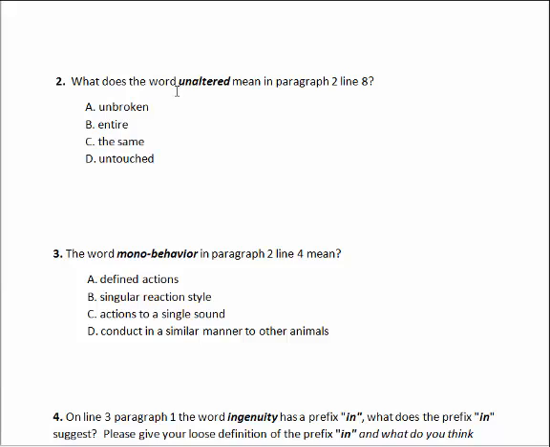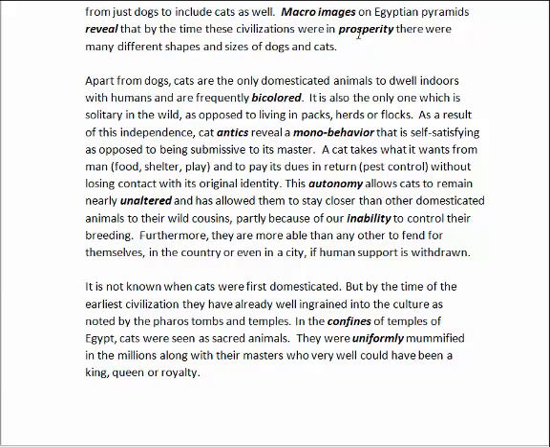what does the word unaltered mean in paragraph 2, line 8? We go back down to paragraph 2, line 8. Here's the word. Once again, we read the surrounding area. And keep in mind that we have a prefix here that is un. So let's go ahead and do two things here. First of all, we will use the prefix, and we will read the surrounding area. I kind of want to put all this stuff together, all the different steps.